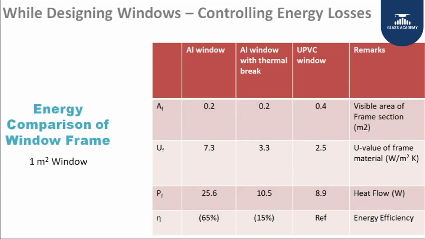This slide compares the energy performance of frame materials. In this case, we have considered a UPVC window frame with a 3-chamber system as the reference, versus an aluminum window with a thermal break and an aluminum window without. You will find that the thermal break system may be almost at par with UPVC. However, the normal aluminum, which is without thermal break, is 65% less efficient.